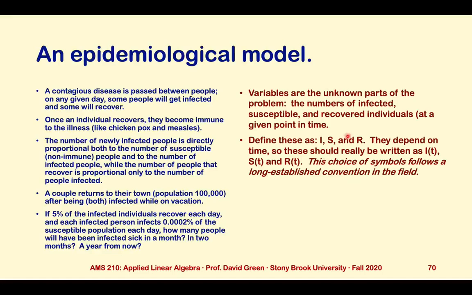The reason I'm choosing these, I is not a particularly late letter in the alphabet. It's not a usual choice for a variable name. I'm using these because these follow a very long established convention in the field. These models of mathematical modeling of infectious disease date to the early 20th century. And in those very early models, this notation of I, S, and R was established. And so I'm using that to stick with convention.